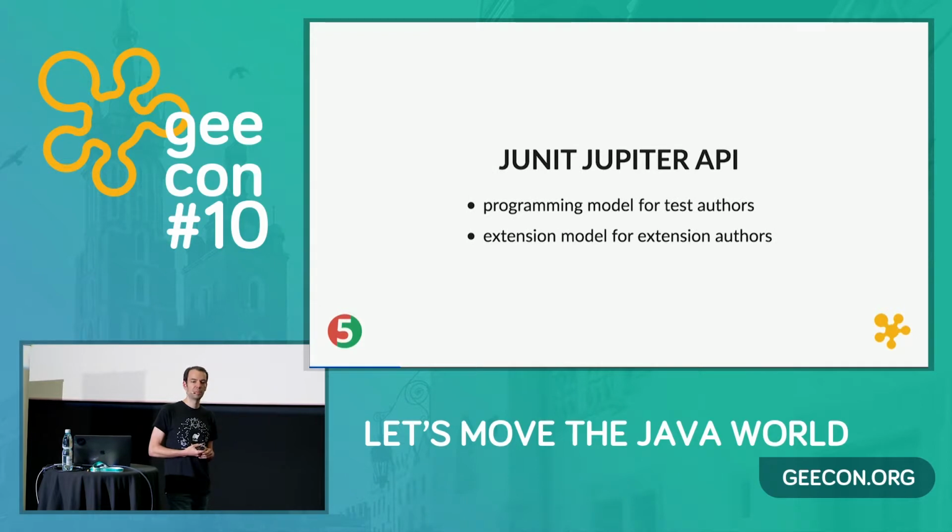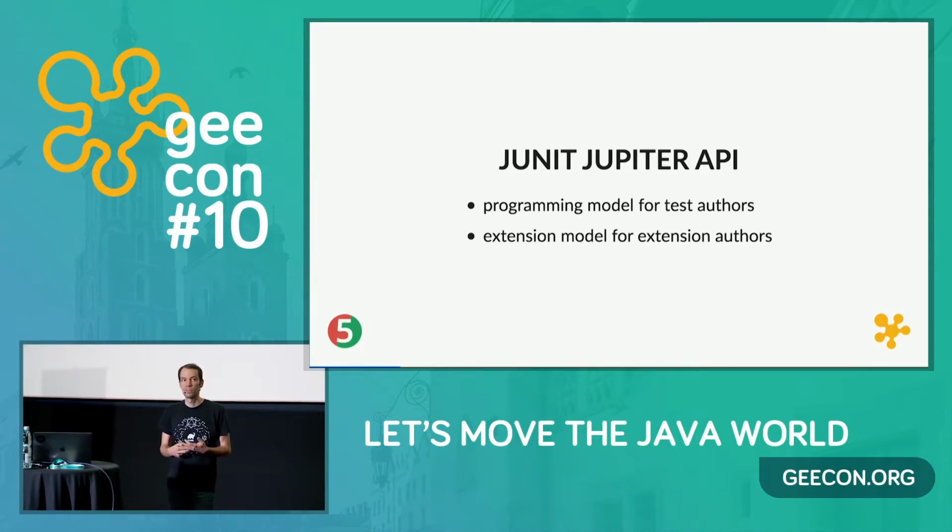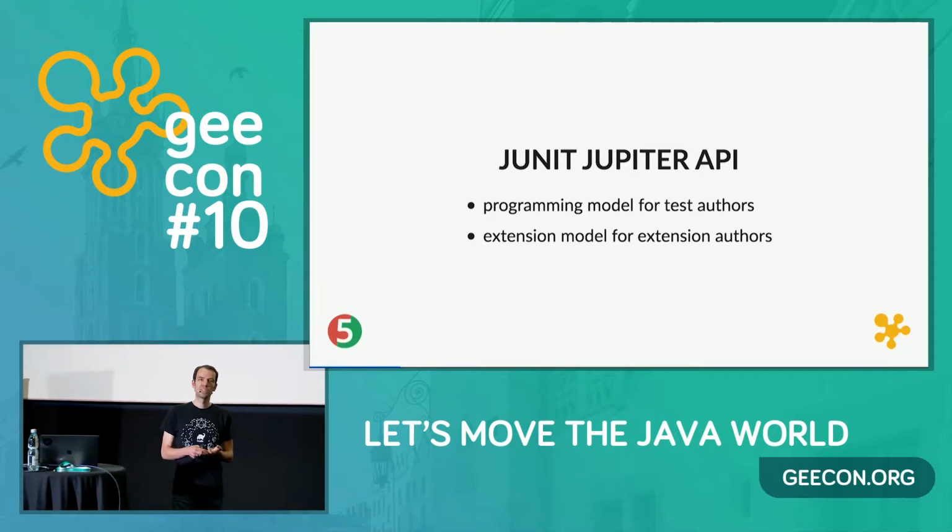So JUnit Jupiter API is 2 things. It's the programming model for test authors. As I said, like the test annotation and all the other annotations, assertions are in there. But it's also the extension model for extension authors, which is going to be our main focus for today. How can I write extensions for JUnit Jupiter?